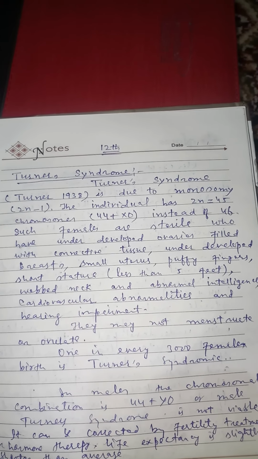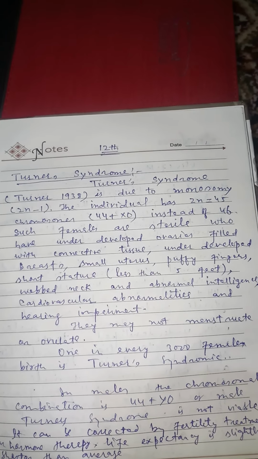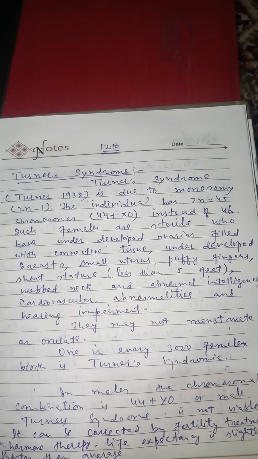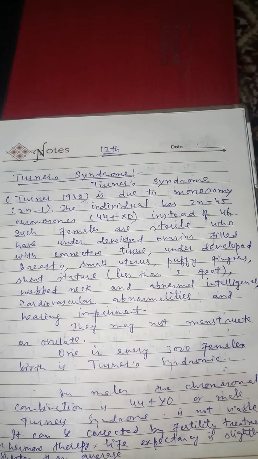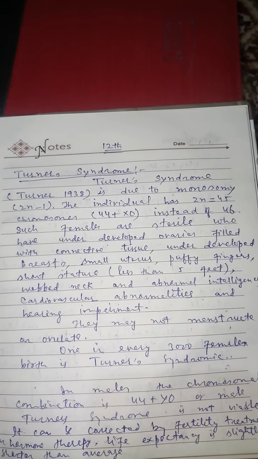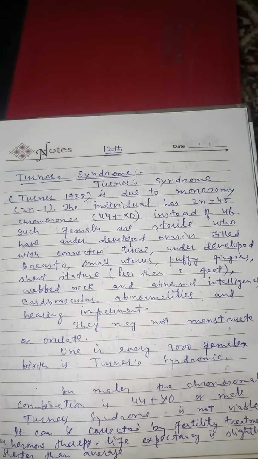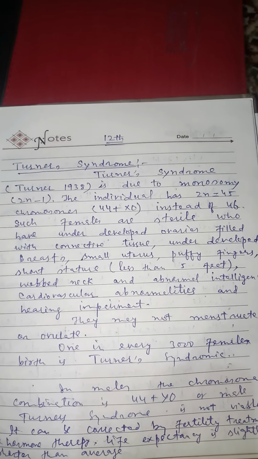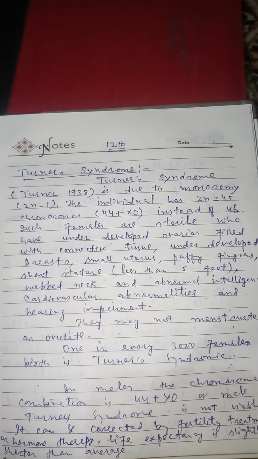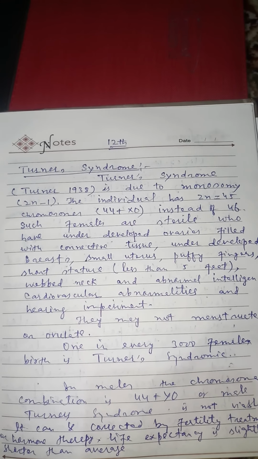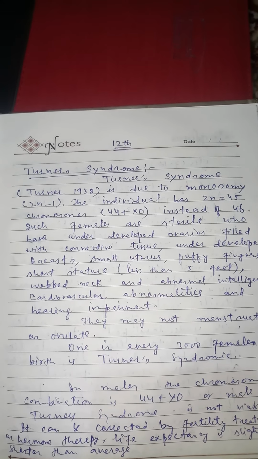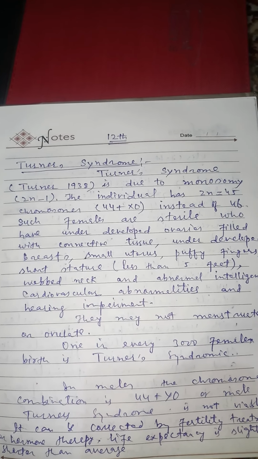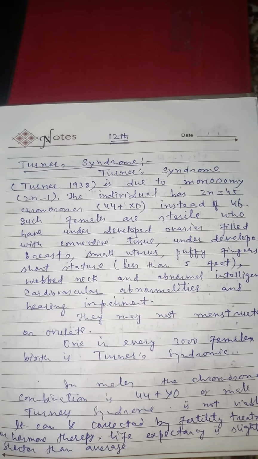And further, they have underdeveloped breasts, and their uterus is small in size. They have puffy fingers, they have short stature, that means their height always remains less than 5 feet, and they have a webbed neck, and their intelligence remains always abnormal. They also show cardiovascular abnormalities and hearing impairment.